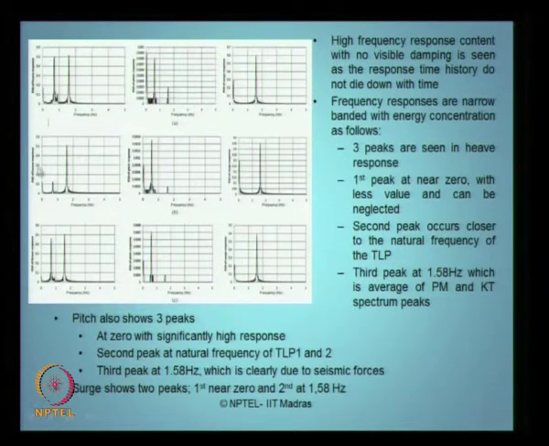One is closer to 0 and a very low magnitude which can be neglected. The other two are phenomenally high, which happens closer to the frequency of the heave degree of freedom itself. So, there is a resonance happening here, which is quite dangerous. And the third peak is about 1.58 hertz.